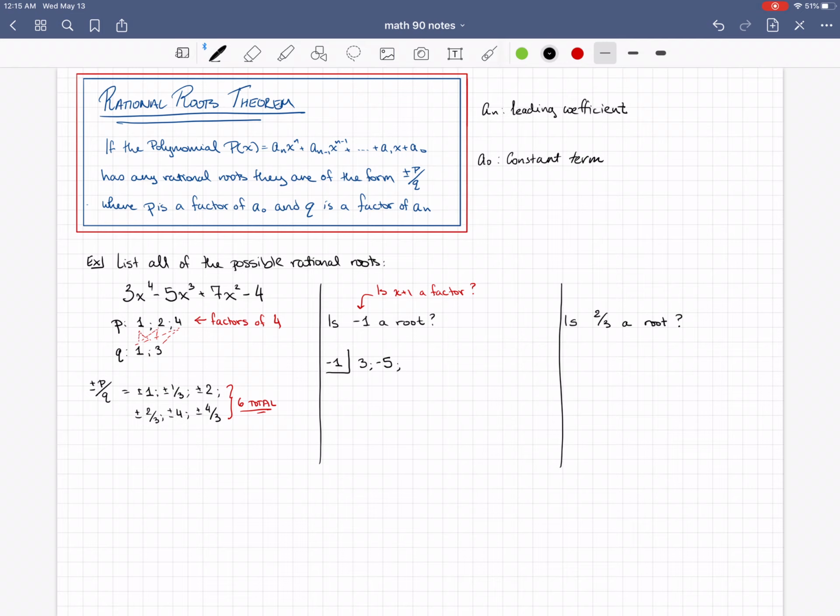So now we're going to write the synthetic form of our polynomial, 3x to the fourth minus 5x cubed plus 7x squared. And now notice there's a skip. It goes from 7x squared straight down to -4. So we're going to put a 0 placeholder where the x term would have been. And then -4 is the constant.